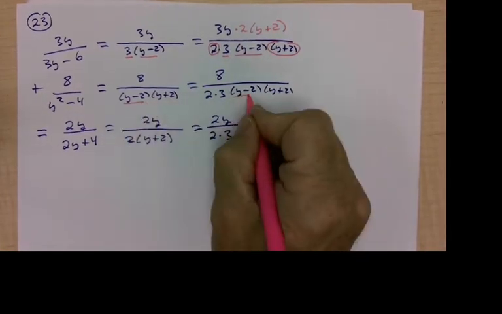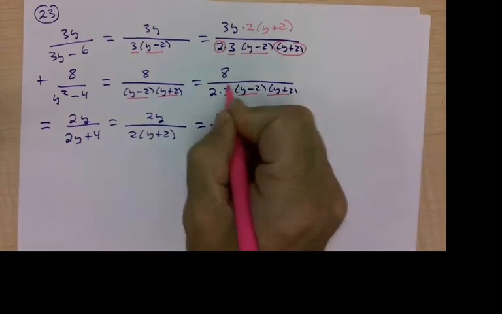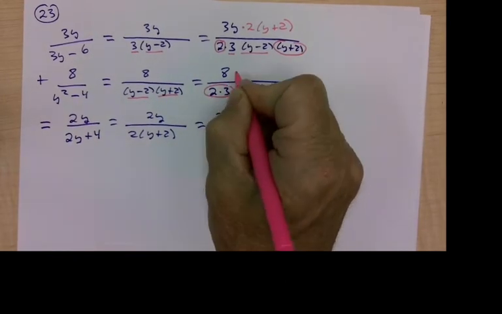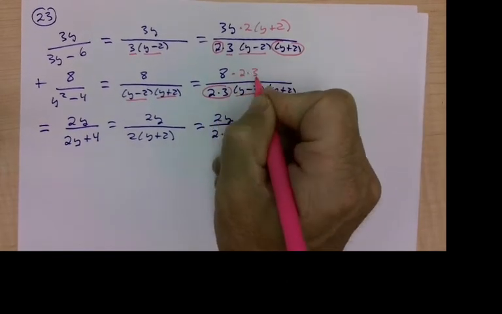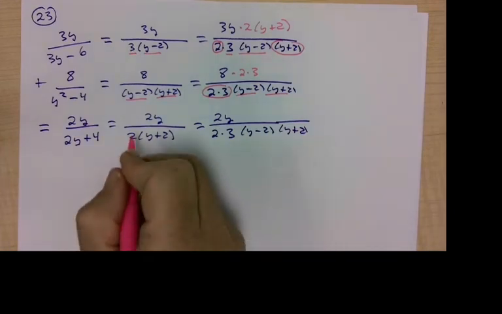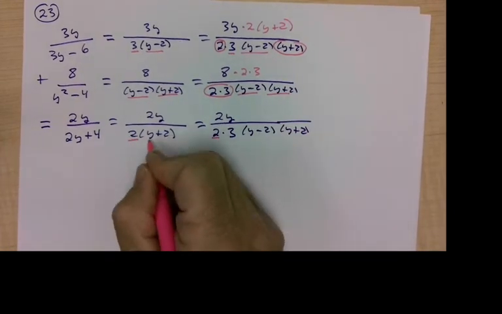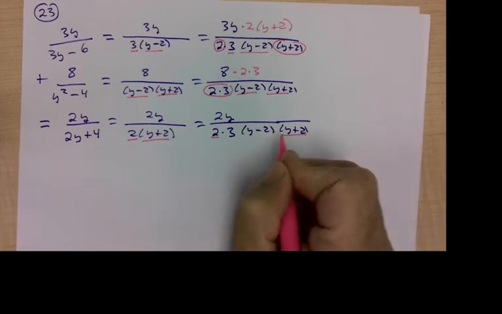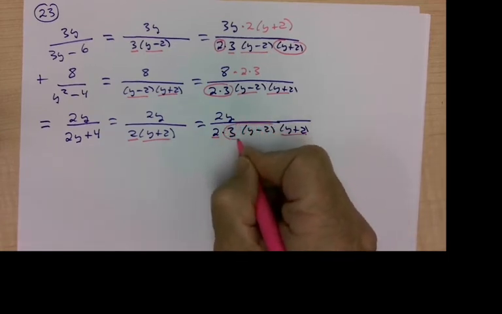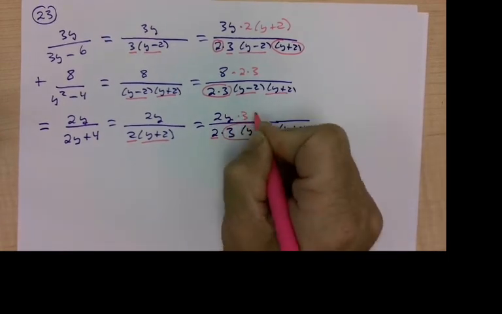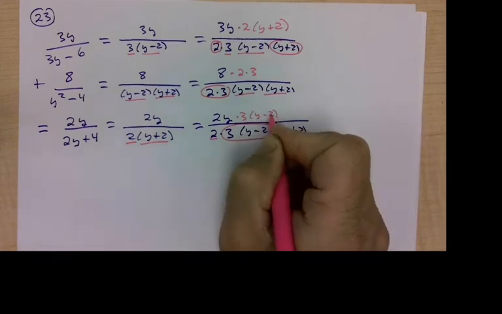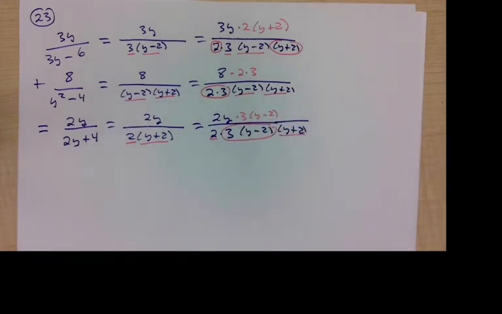Y minus 2 was there before, y plus 2 was there before. So 2 times 3 are new, 2 times 3 are new. Before, 2 was there before, y plus 2 was there before, which makes 3 and y minus 2 new, times 3 times y minus 2. Okay. Let's multiply all of this, and what do we get?